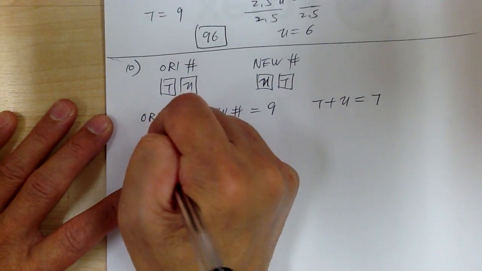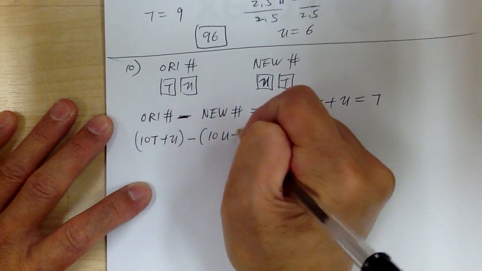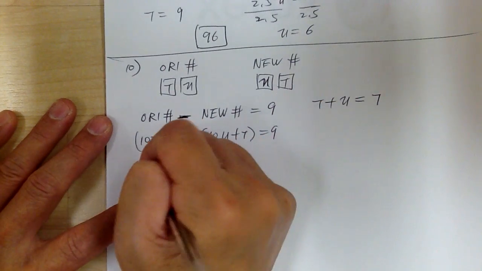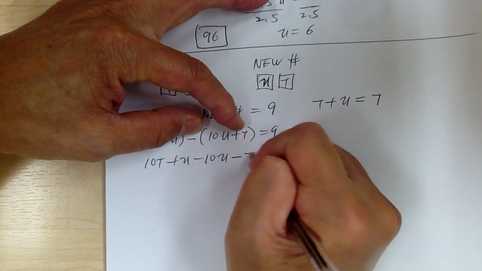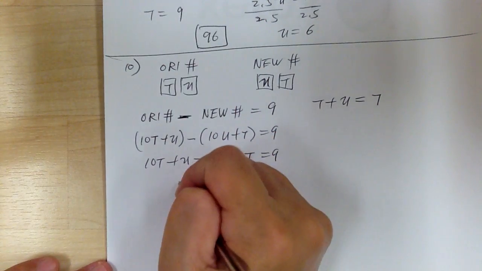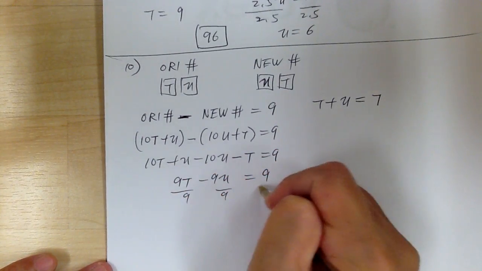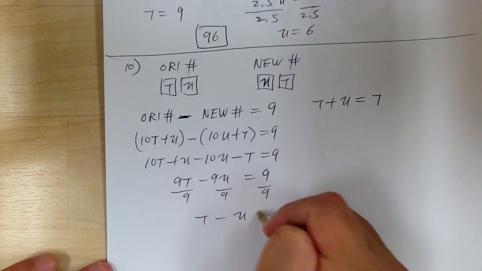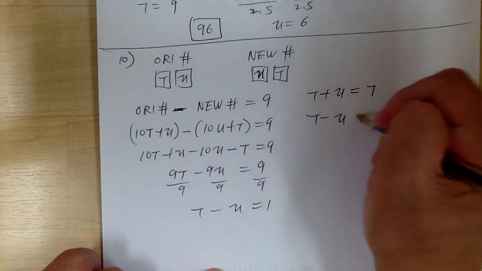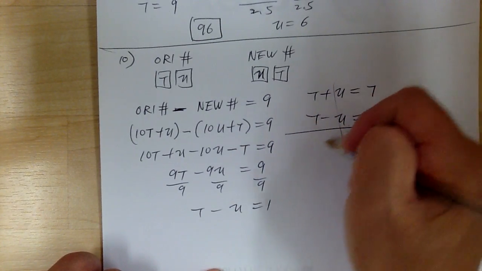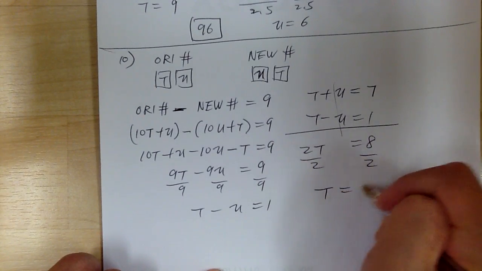So again, let's work it through. So this is 10t plus u minus 10u plus t equal to 9. Work it out. So 10t plus u minus 10u. Again, this is where you have to be careful. It's minus t. Okay? Combine the like terms. You get 9t minus 9u equal to 9. Divide by 9. So t minus u equal to 1. And I'm going to put this under here because the u's are opposite. So you add, this cancels out. So 2t equal to 8, divide by 2. So t equal to 4.